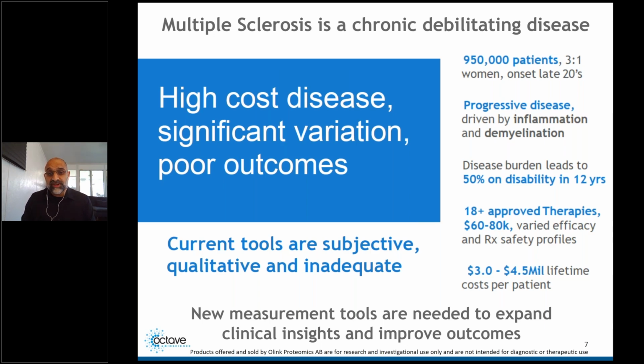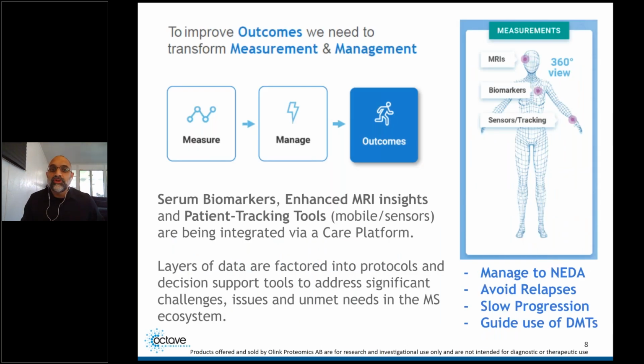There's significant variation within the population and generally poor outcomes for patients. The current tools are subjective, qualitative, and inadequate. New measurement tools are needed to expand clinical insights and improve outcomes. And that's where Octave comes in. To improve outcomes, we need to transform measurement and management of the disease.